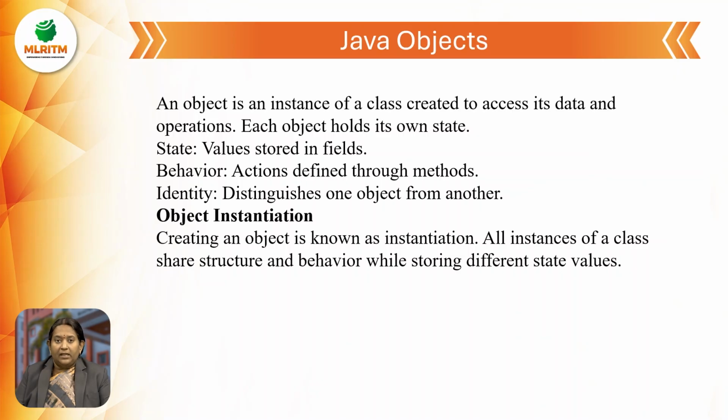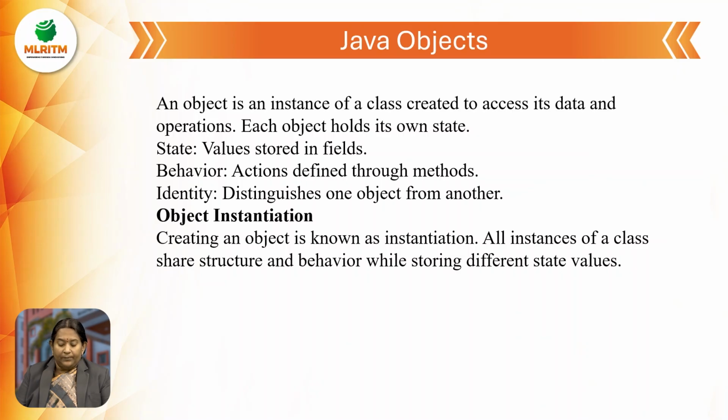It will have the state, which is the values stored in fields, behavior, which is the actions defined through methods, and identity, which distinguishes one object from another object. Coming to the state, if we want to save any value for a particular variable, we will create the state. Behavior is defined through the methods.